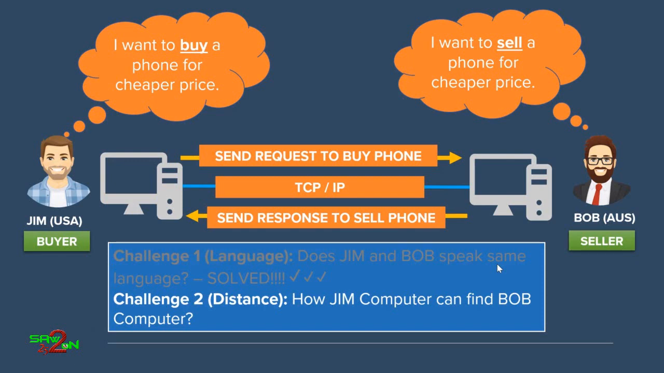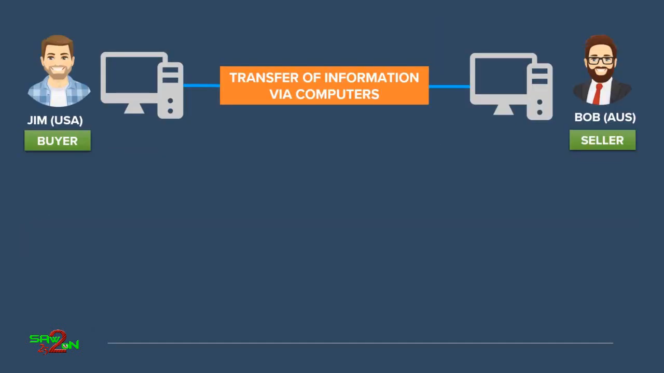So let's understand challenge number 2, the distance problem. How can Jim's computer find Bob's computer? And in understanding how they solve this problem, we'll understand what the internet is as well. So let's look at this example of transfer of information via computers. We said that we will use the TCP/IP protocol. The TCP/IP protocol helps you transfer information from one computer to another.